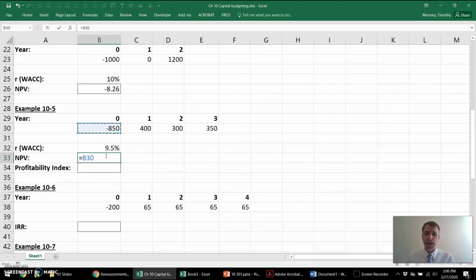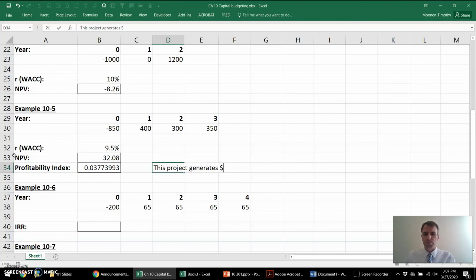So a project's NPV, remember the first cash flow, plus the NPV function. First argument is the discount rate. The second argument is the range of future cash flows. This is a positive NPV project, okay? And so the profitability index is just the NPV divided by the absolute value of the initial cost, right? The absolute value of the cash flow at time zero. So that's 850. There's an absolute value function that you could put in if you want, but this project's profitability index is 0.0377.